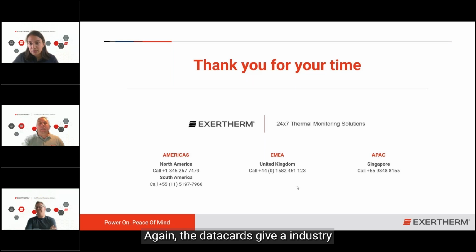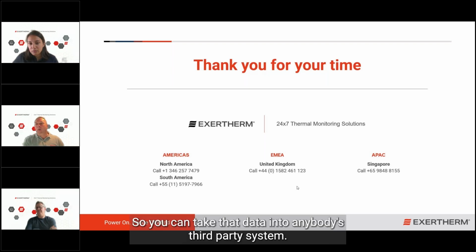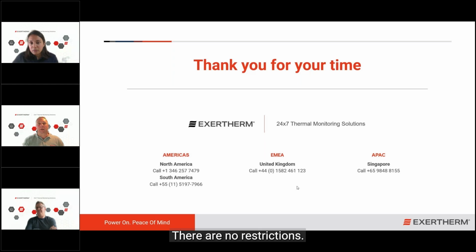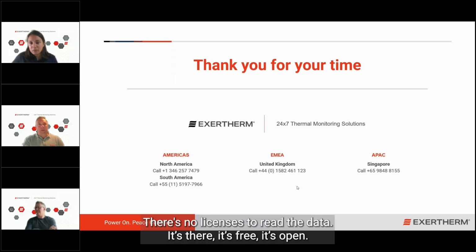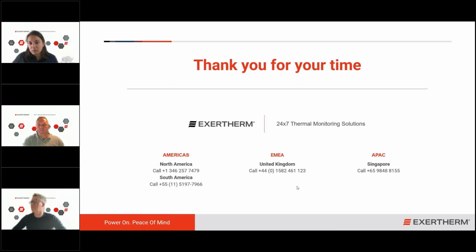Again, the data cards give an industry standard protocol. It's totally open, so you can take that data into anybody's third-party system. There are no restrictions. There's no licenses to read the data. It's there. It's free. It's open. So thanks, David.